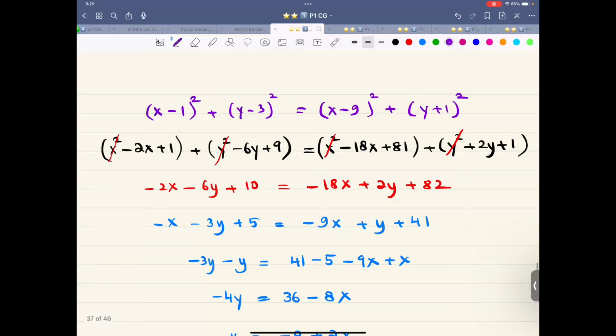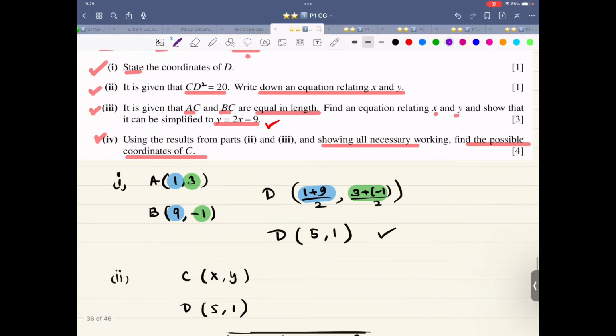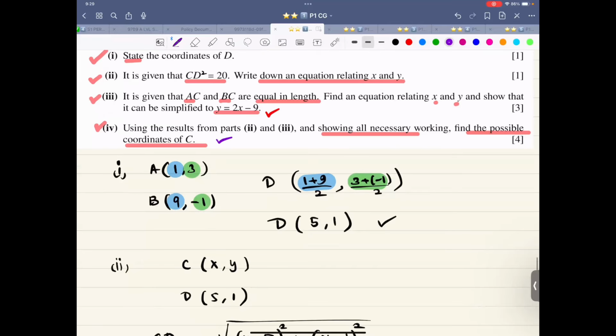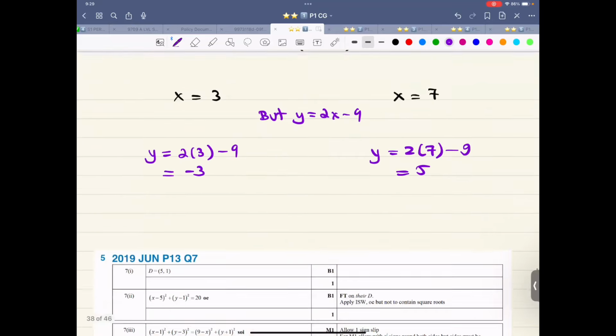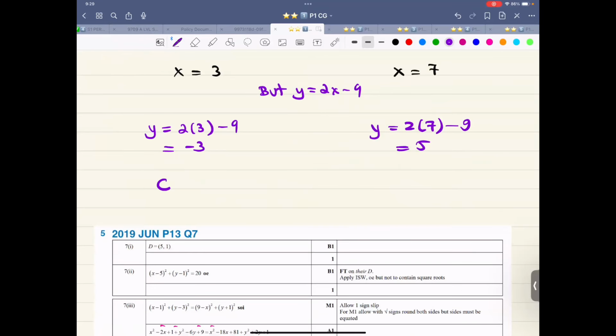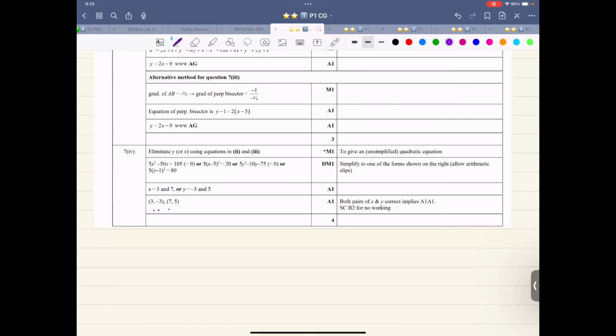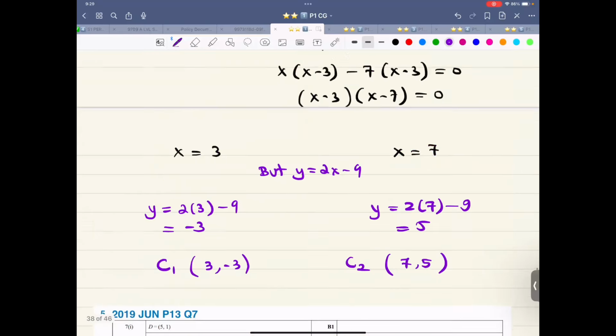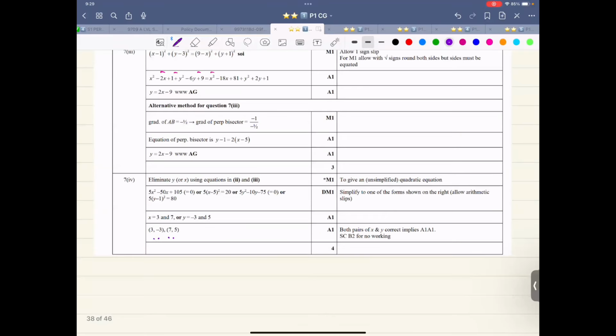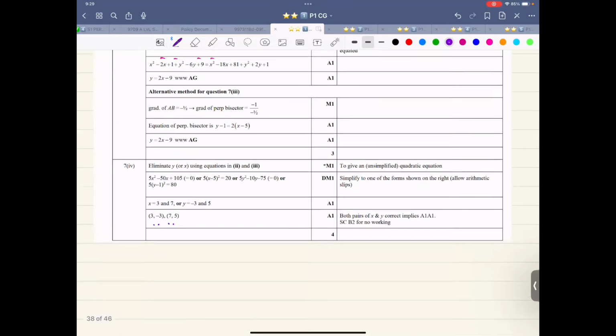Now, are they asking us coordinates or values? They're asking us possible coordinates of C. So one of the possible coordinates, let's call it C1, is (3, negative 3). The other possible coordinate is C2, that is (7, 5). So that is the answer: (3, negative 3), (7, 5). I think one question of coordinate geometry is enough.